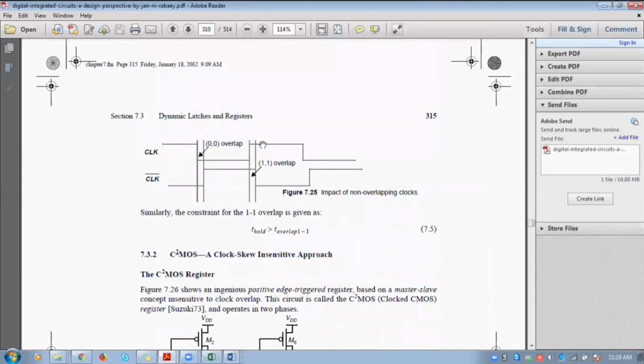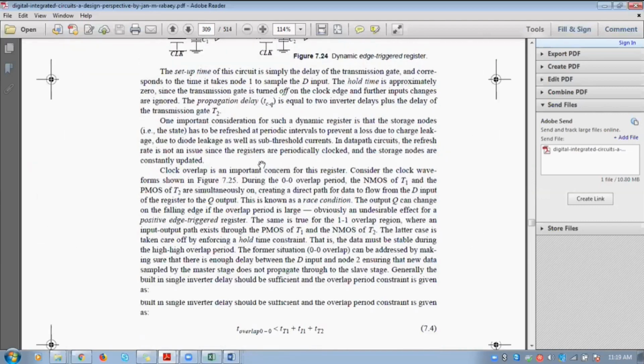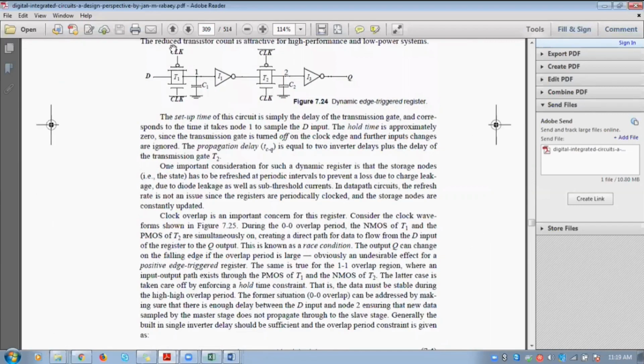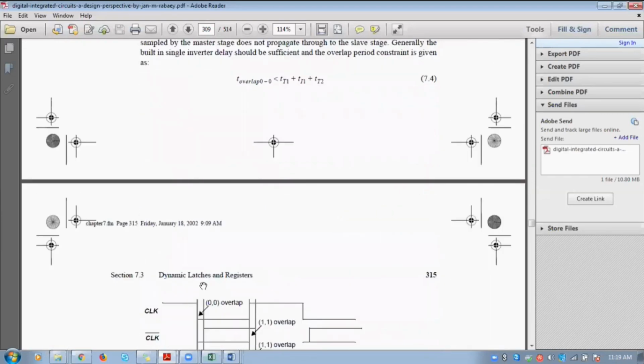Initially, in the static pass transistor design, we didn't consider this 0-0 overlap because we had only NMOS in our design. In the transmission gate design, we have both PMOS and NMOS. At that time, we have to consider 0-0 and 1-1 overlap.